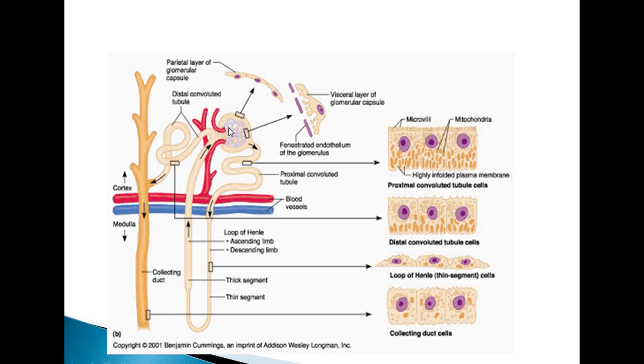In this diagram you can clearly see the histology. Bowman's capsule has two layers. The outer one is the parietal layer, which consists of flattened cells. The inner one, the visceral layer, consists of podocytes, which have foot processes. These form the glomerular basement membrane.